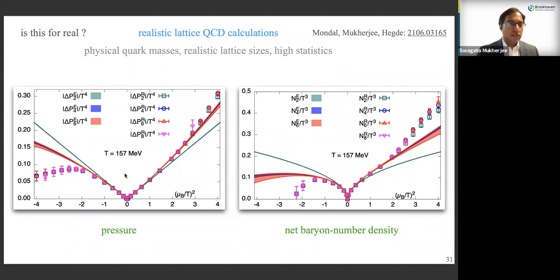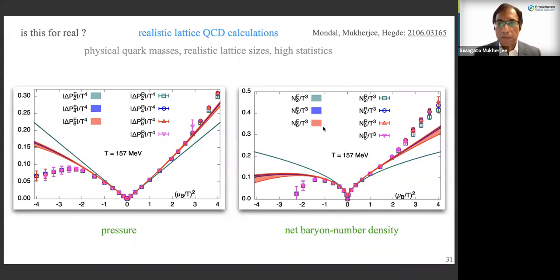Here again, on the left-hand side I show the pressure, and on the right-hand side the baryon number density. Once again, as a function of mu squared, the positive axis is real mu and the negative axis is imaginary mu. This is at a given temperature, 157 MeV, which is very close to the transition temperature at zero chemical potential. So what do we see? I will just discuss one plot, the right-hand side.